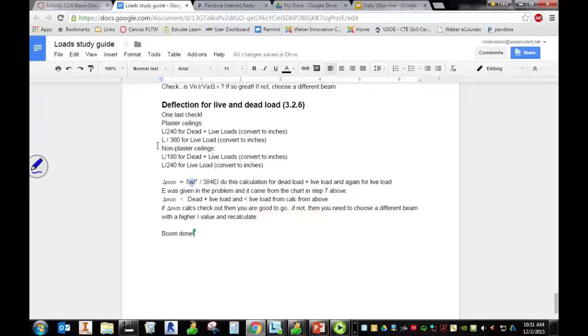Everything else stays the same, and you'll do that check again and make sure that it does not exceed this calculation that you did from above. Same routine. If it checks out, great. If it doesn't, back up. Again, choose another beam with a higher I value. Boom, done.